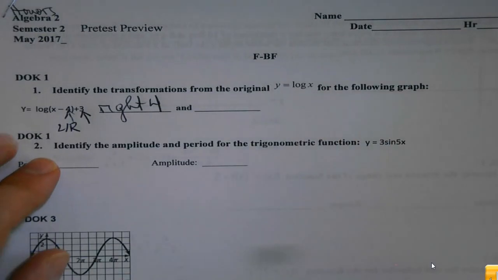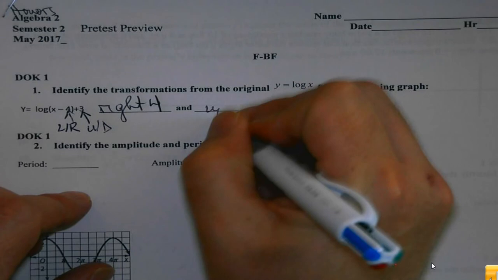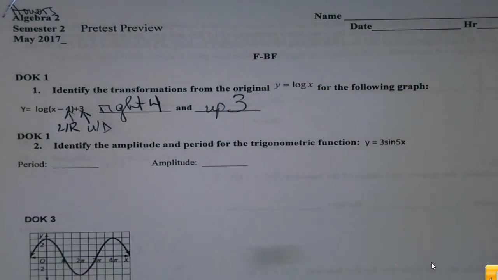So right 4. And out here is my up-down. And it goes along with what I would think. So that'd be up 3. That's all I need. You're like, sweet.